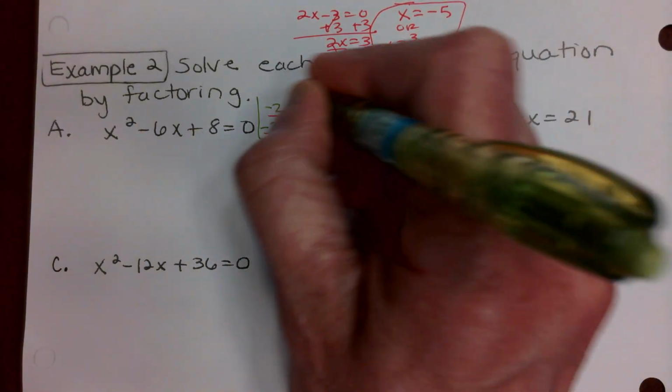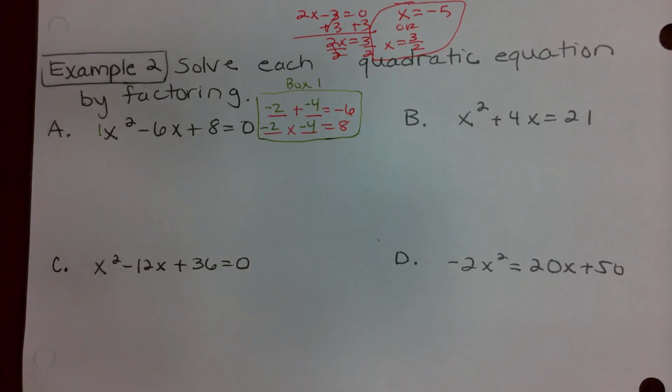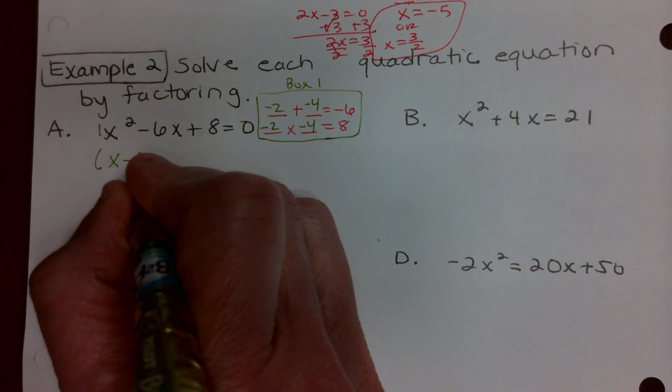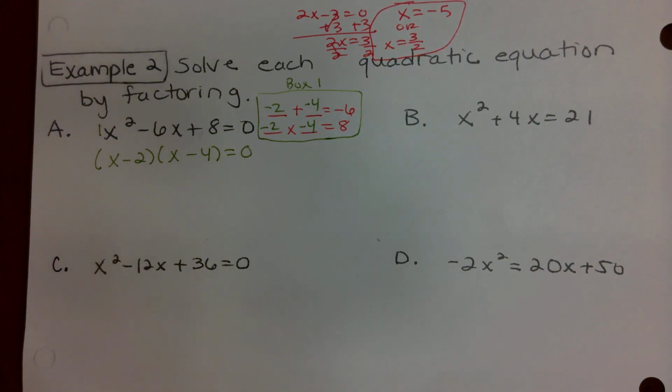So again, we're using box 1 because there's a 1 in front of there. So that's how we know. So we can now write this down, x minus 2, x minus 4. Don't take shortcuts with this. People always screw this up when they try to take shortcuts.